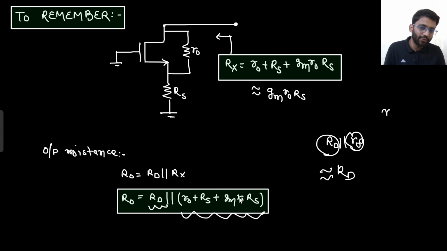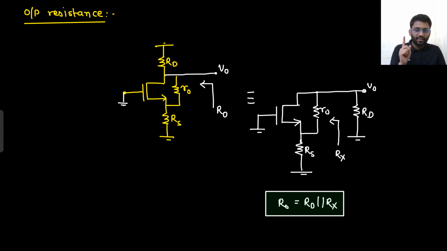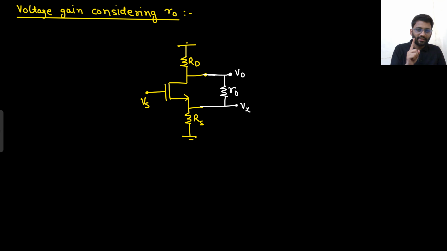Here also, this value is greater than R0, so this value is also very large. So RD parallel with some very large resistance is also approximately equal to RD. So here your output resistance did not change much. This is RD only, nearly RD. Output resistance did not change much.